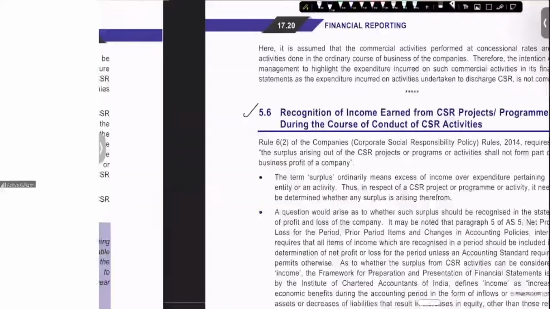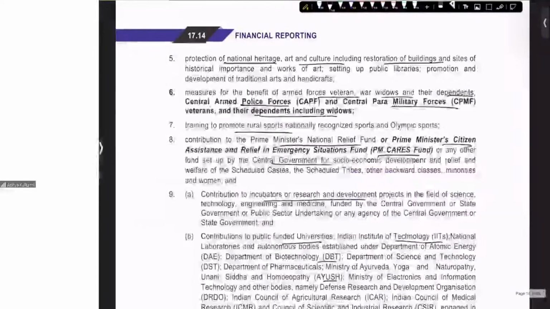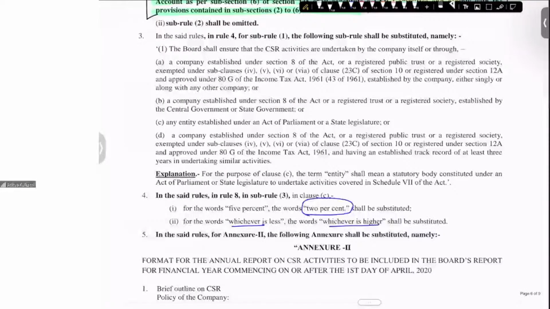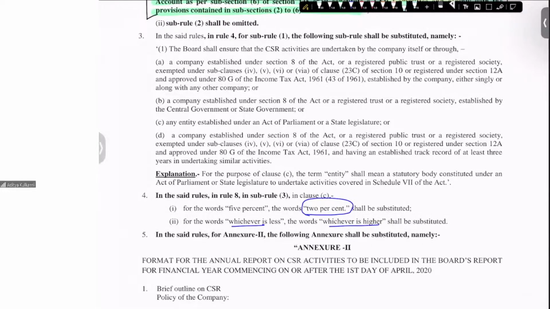It's quite simple. And go through the provisions as well. We have done 135. We have done the rules. We have done all the amendments also. Apart from that, what they have done in the latest amendment is, in the CSR spends, they have included a company under section 8, registered public trust, society, exempted under subclauses 4, 5, 6, 6A of clause 23C of section 10 or section 12A and approved under 80G.